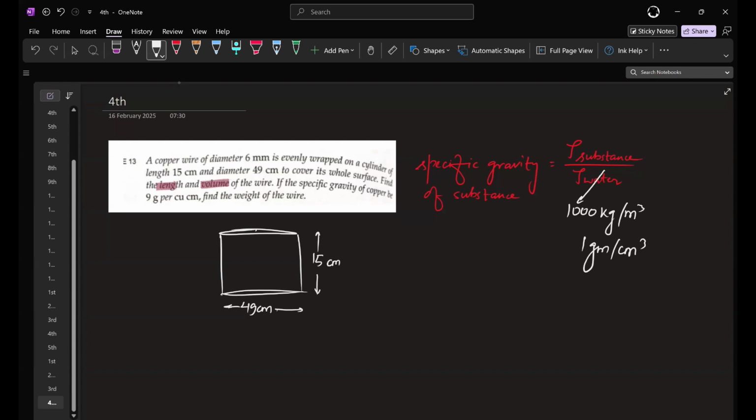So is the specific gravity the density of the substance? Like I have told you again, specific gravity for any substance is equal to the density of that substance divided by the density of water. It means the relative density of the substance over water.